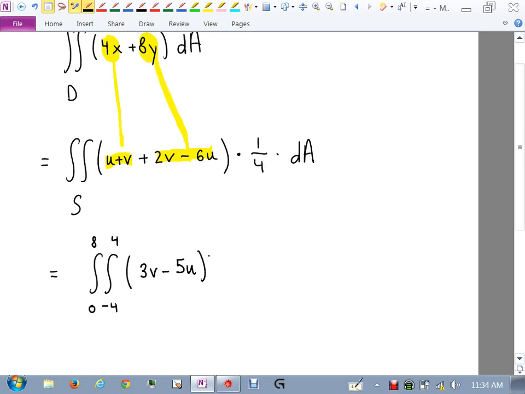And then what? Pardon? Yes, that's what I was going to ask you, what you wanted to do with that 1/4 now. Just pull that out of both integrals, that's fine. But with respect to what here? du dv?